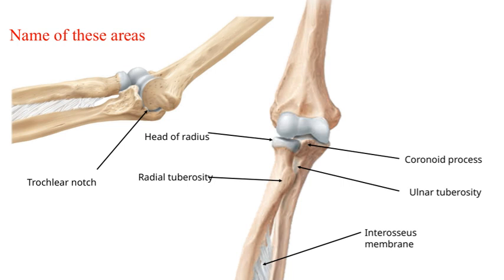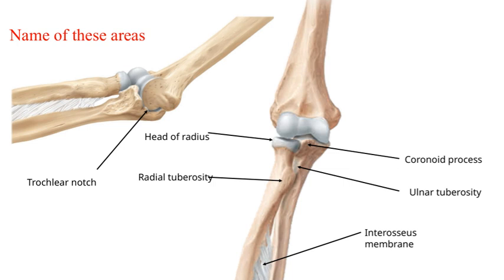The interosseous membrane is a fibrous sheet connecting the radius and ulna along their shafts, serving as a crucial site for muscle attachment and force transmission between these bones. Next, the radial tuberosity is a roughened area on the radius where the biceps tendon attaches, contributing significantly to forearm movements. The head of the radius is a rounded structure that articulates with the capitulum of the humerus and the radial notch of the ulna, facilitating rotation of the forearm.